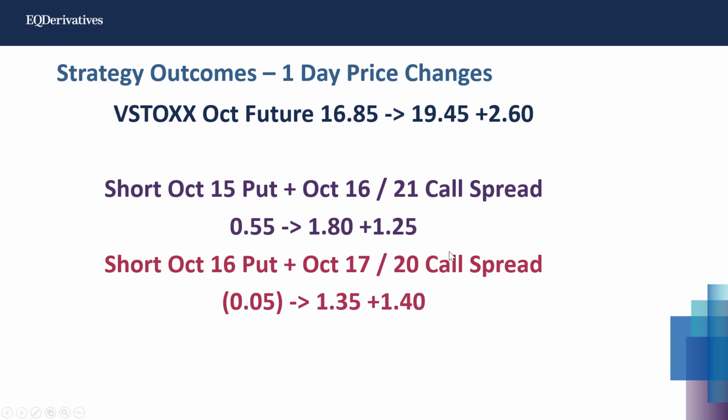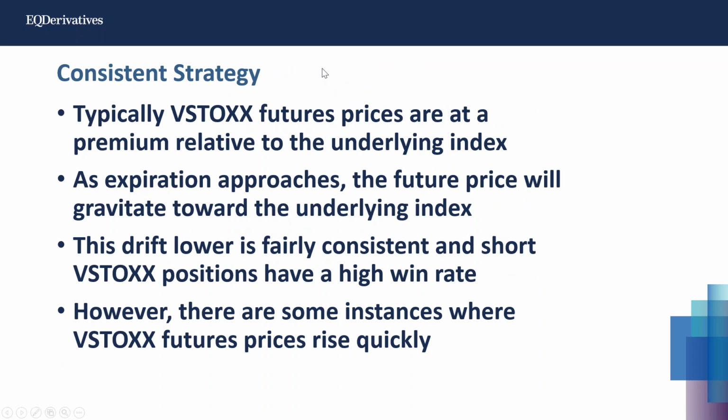Then finally, the short October 15 put, October 16-21 call spread gained $1.25. The other spread, put on for a credit, actually would have gained $1.40. So that's the outcome for these trades that could have been put on in front of a catalyst. Now, you always want to put the really good stuff toward the end.